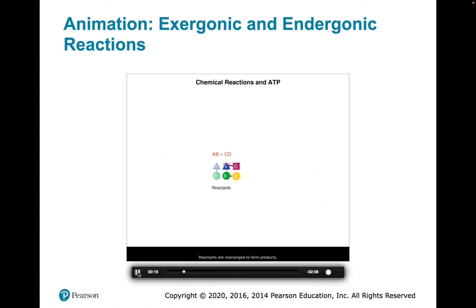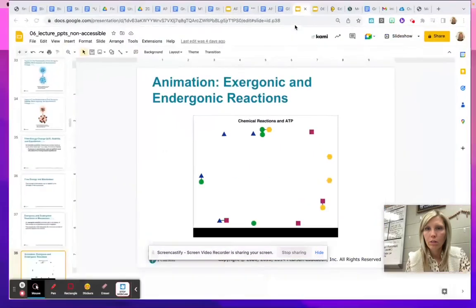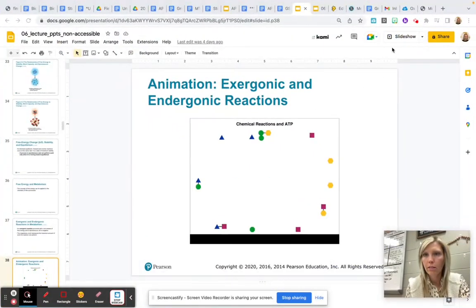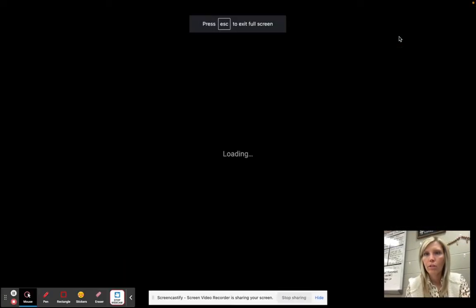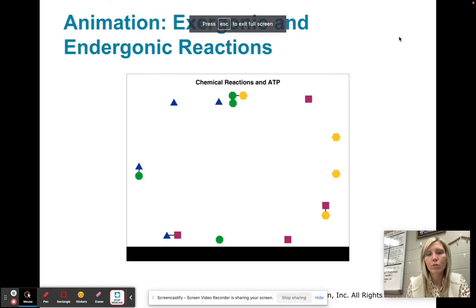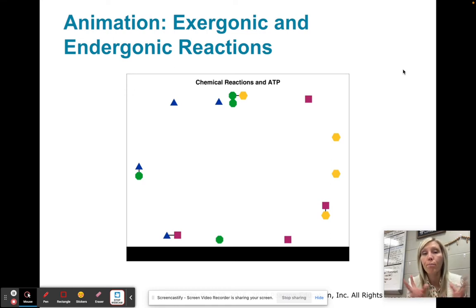So, what I was hoping for you to see at this point, I'm going to go back to our slideshow. Okay. What I was hoping for you to see is that these molecules are in motion. We know this, and that they come into contact with one another. So they collide, or they bump. We'll call it bumping. And then some of them bind. So you might have wondered, why did this triangle not match with this one? Why are they binding together?